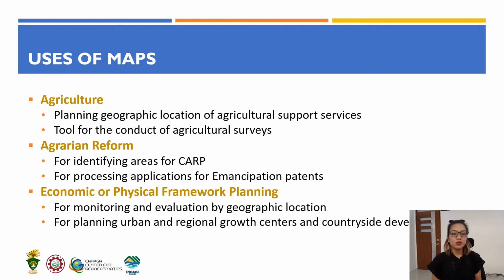Agrarian reform. So this is important in identifying areas for CARP, for processing applications for emancipation patents. In economic or physical framework planning, this could be used in monitoring and evaluation by geographic location, for planning urban and regional growth centers, and countryside development. So of course, you are going to use a map.